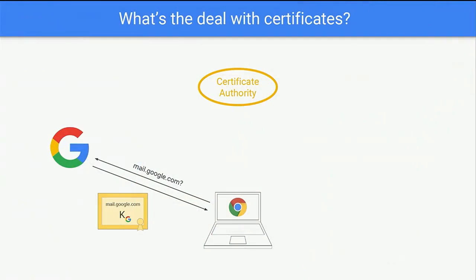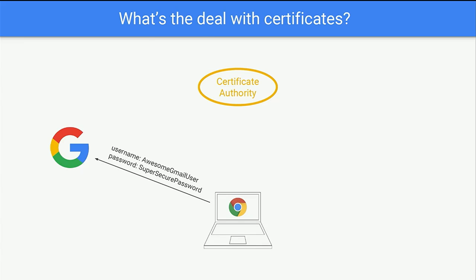OK, so then, when you go to log into mail.google.com, Google will present your browser with this certificate. And your browser, let's say it's Chrome, will take a look at the certificate, and they'll go, yep, this is a valid certificate, signed by a certificate authority, I believe you're Google, and they'll set up a secure connection so that you can then log into your email and check all of the news.